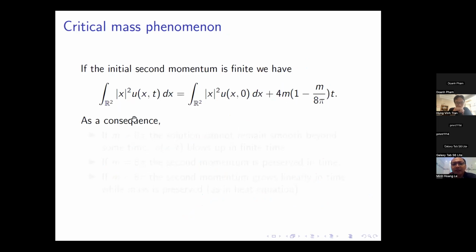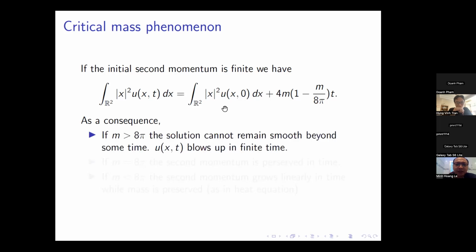So this is a linear equation. If the second moment is finite, then we have the following. When M is bigger than 8 pi, the second term on the right hand side is negative, right? If we assume the solution exists globally, then letting time go to infinity leads to a contradiction. The left hand side is non-negative, the right hand side is negative, so it is a contradiction. So u cannot exist globally. It must blow up at some point.